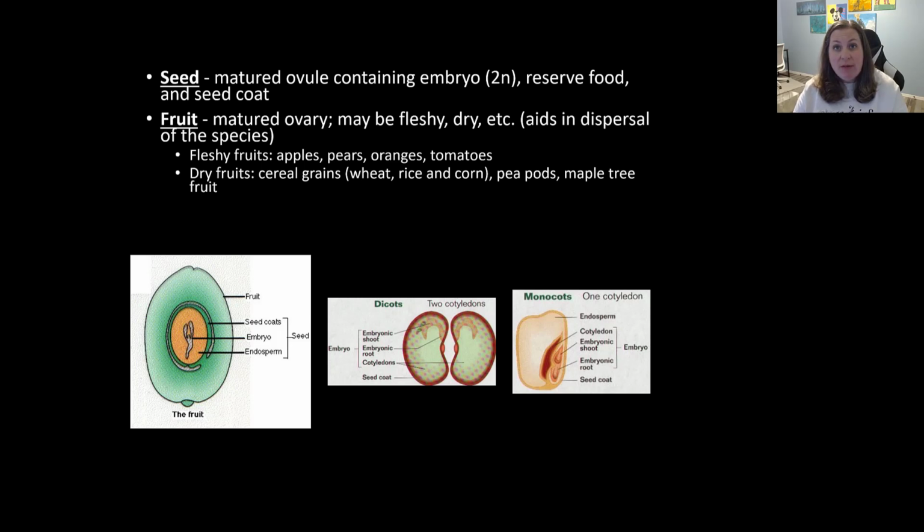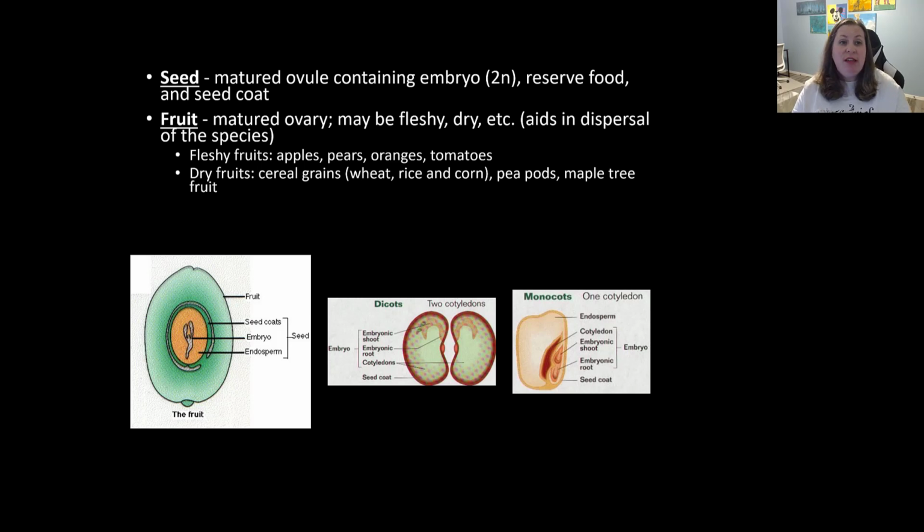The fruit, however, is the matured ovary. This is the part of the female part of the plant that matures, and it becomes either fleshy, like you would see with an apple or a pear or something like that, or it could be dry, like you see with certain kinds of nuts. Now, the whole point here is that these guys are going to aid in dispersal of the species.